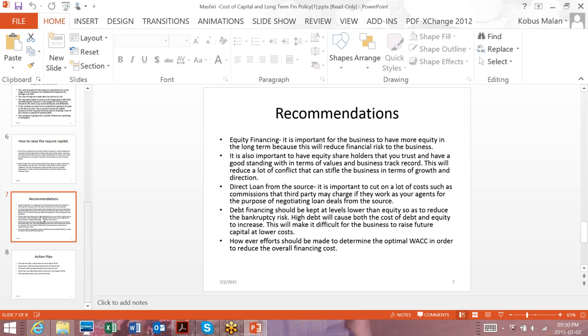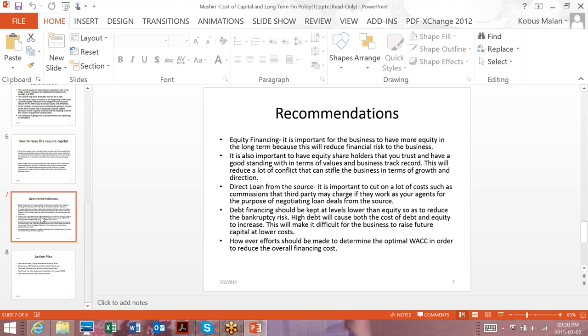And now, could you move to recommendation? Equity financing. It is important for the business to have more equity in the long term, because this will reduce the financial risk to the business. It is also important to have equity shareholders that you trust and have a good standing with in terms of values and business track record. This will reduce a lot of conflict that can stifle the business in terms of growth and direction.